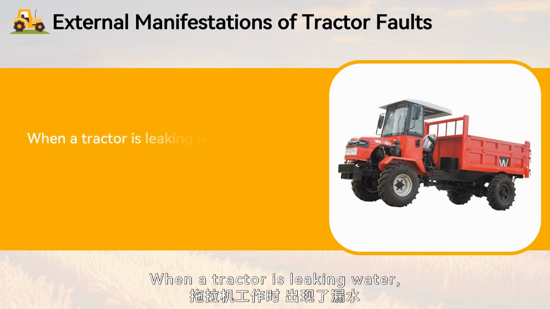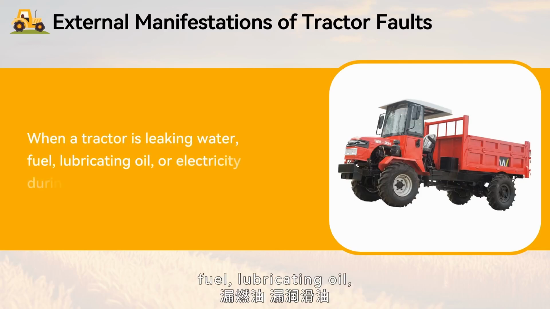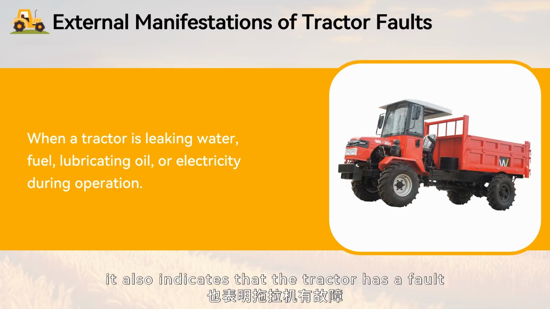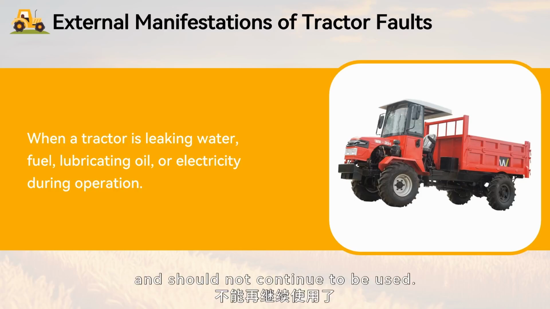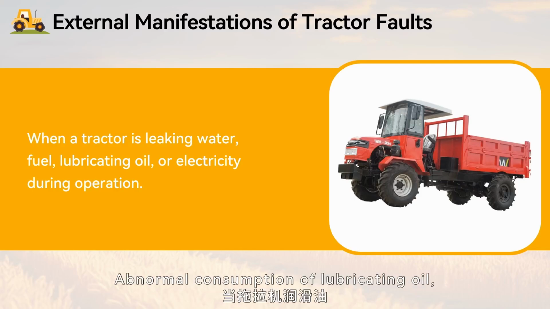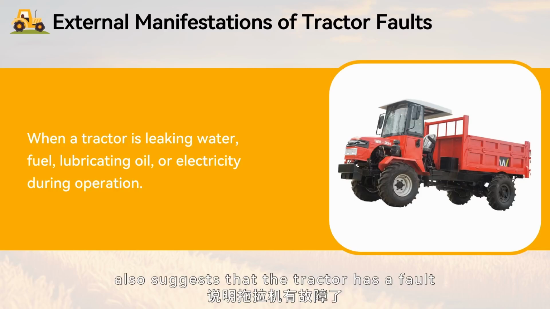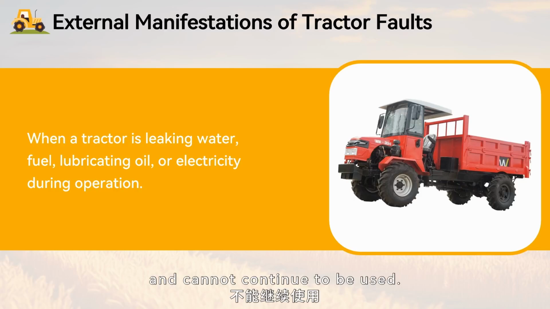When a tractor is leaking water, fuel, lubricating oil, or electricity during operation, it also indicates that the tractor has a fault and should not continue to be used. Abnormal consumption of lubricating oil, fuel, or cooling water in the tractor also suggests that the tractor has a fault and cannot continue to be used.